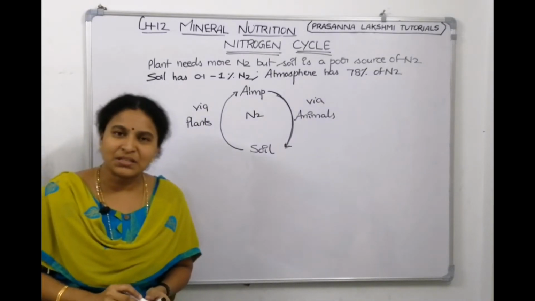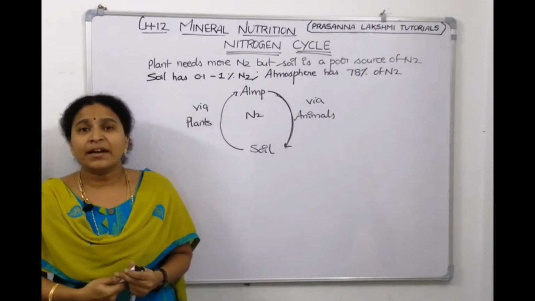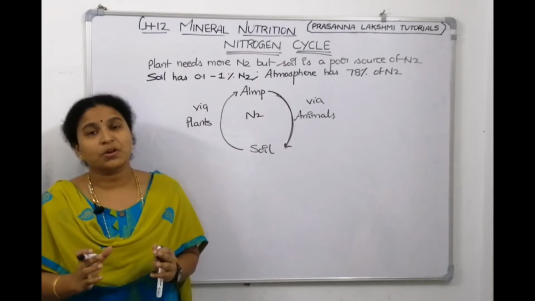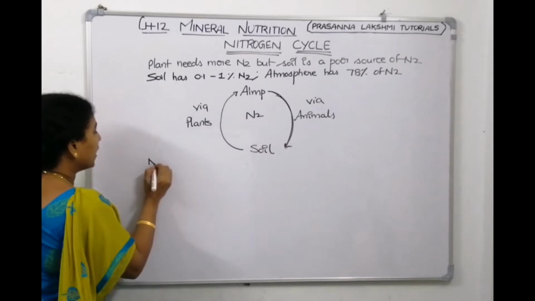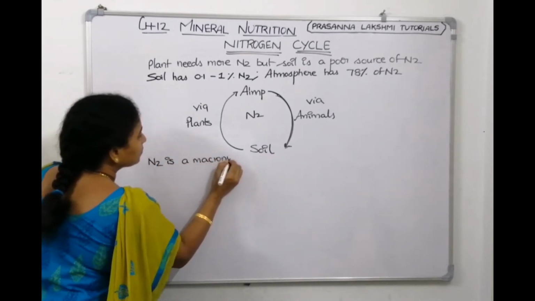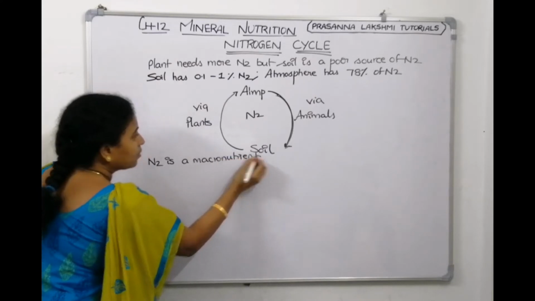Did you understand what is the nitrogen cycle, right? Why is nitrogen required by the plant in large concentrations? Because it's a macronutrient. So nitrogen is a macronutrient. Correct, children?